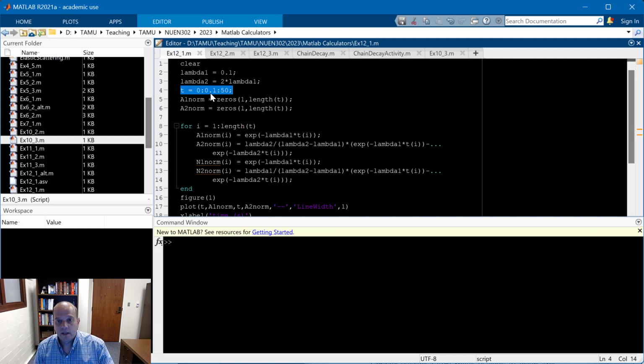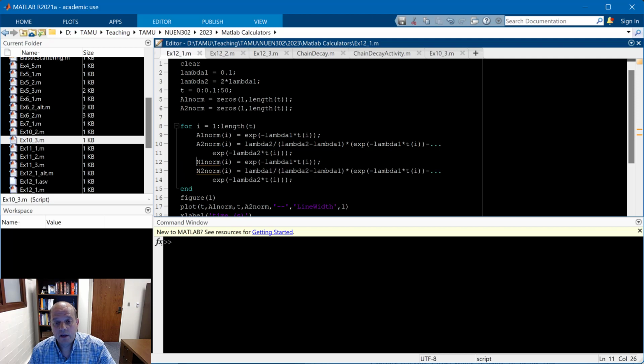And then we want to look at the normalized values for the activity of 1 and activity of 2. This is my expression for activity 1. It's going to be the exponential of negative lambda 1 times my time, and I'm stepping through time here from 0 to 50. For my normalized activity for 2, this will just be lambda 2 divided by the difference between them, lambda 2 minus lambda 1, multiplied by those two exponential terms: exponential of minus lambda 1t and exponential of minus lambda 2t.